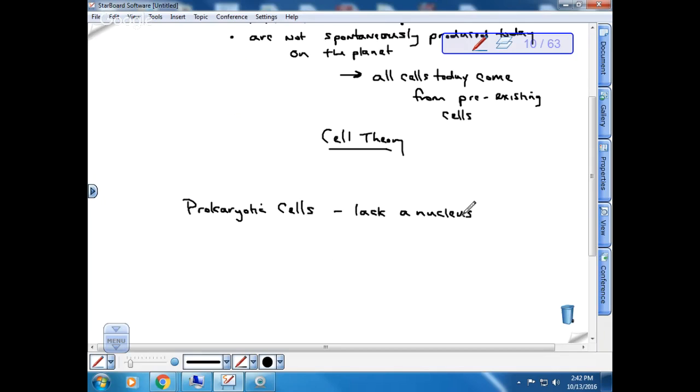So who in here has had microbiology and can tell me what are the organisms that are made up of prokaryotic cells? What is an organism that is composed of a prokaryotic cell? Bacteria, okay? So these are the bacteria.